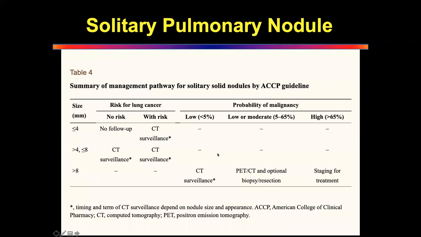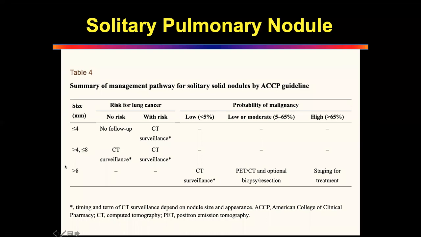Okay, all right. The second one, I'm going to go through these tables very clearly. If it is a solid nodule, so there are three nodules we said. There is solid, semi-solid, and ground glass. So we just did semi-solid. If it is a solid nodule, then the pathway changes. The pathway is 4 to 8, more than 8.